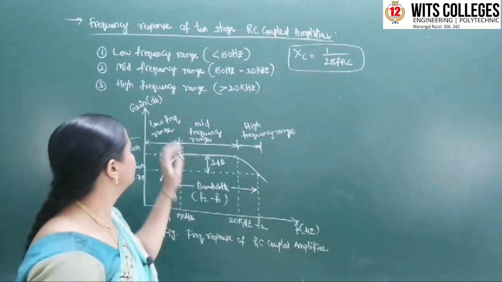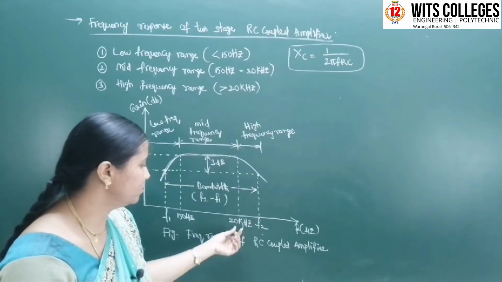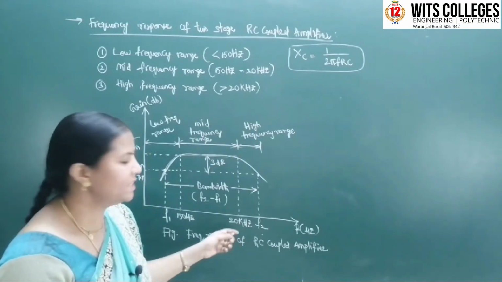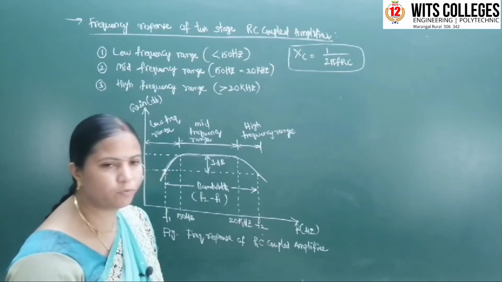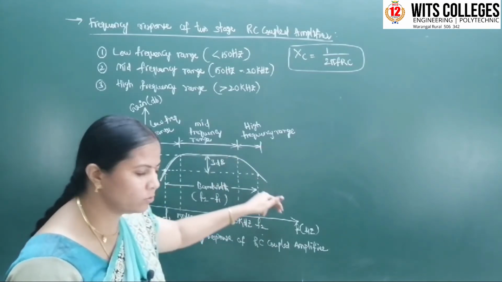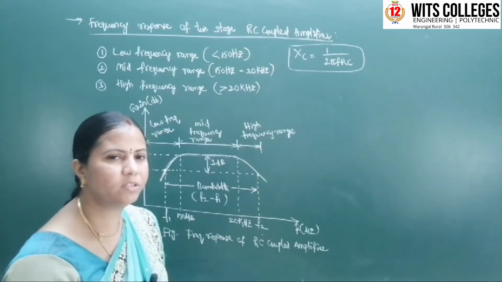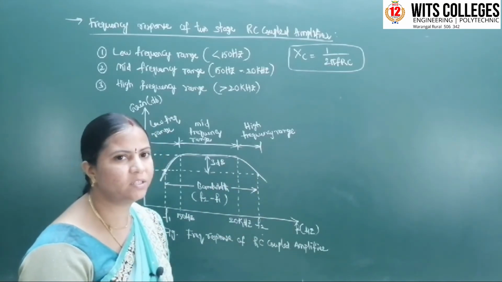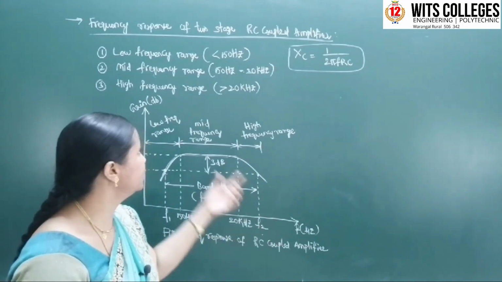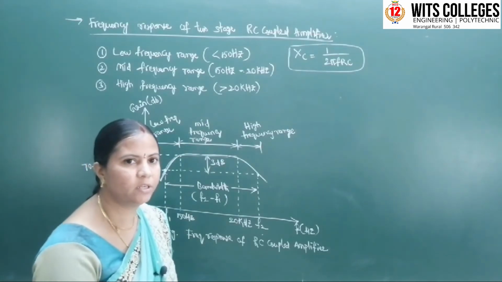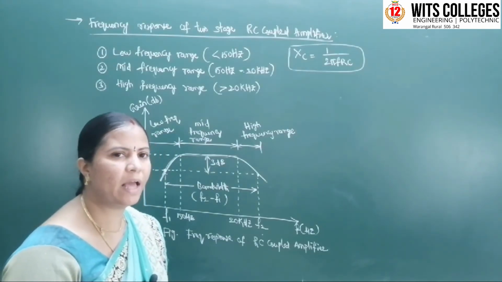Okay. So at the high frequency range, that is greater than 20 kilohertz, what will happen? As the frequency of the input signal is increased after 20 kilohertz, the voltage gain of the amplifier is going to be decreased. Why? Because there are two reasons for the reduction of voltage gain at the high frequency range, that is above 20 kilohertz.